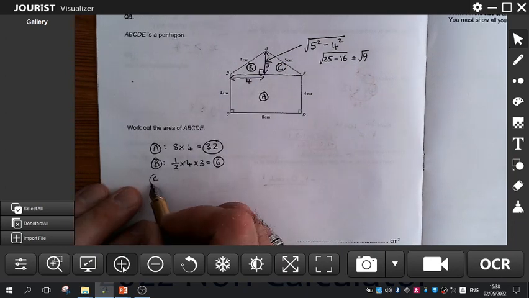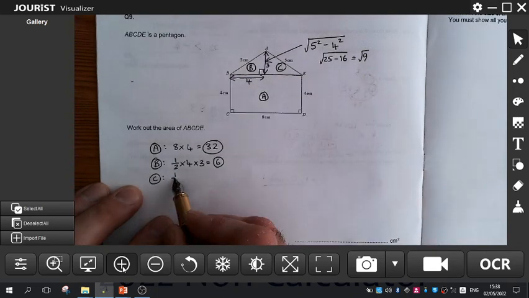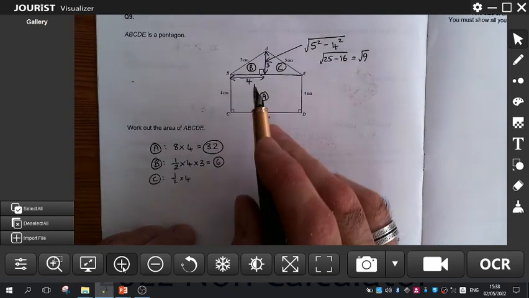The area of C, half the base, times the vertical height. Oh, it's the same sum. It's an answer of 6.